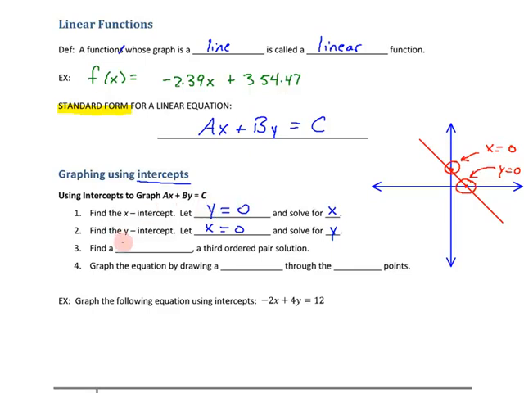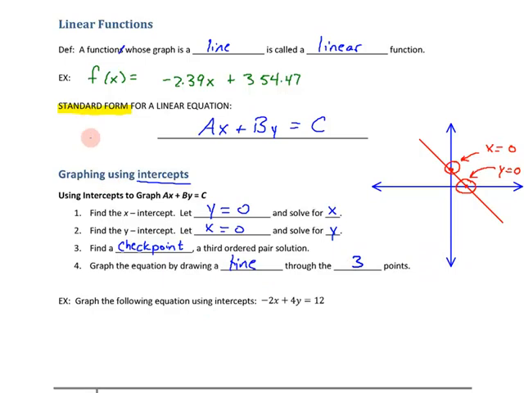Okay. Now, we also recommend finding a checkpoint, that is, identifying a third ordered pair. Pick a value for x or pick a value for y, plug it in, solve for the other variable, and make sure that that appears on the line, just as a way of checking that you got the first 2 steps done correctly. Then graph the equation by drawing a line through the 3 points. All right, look at this example right here.